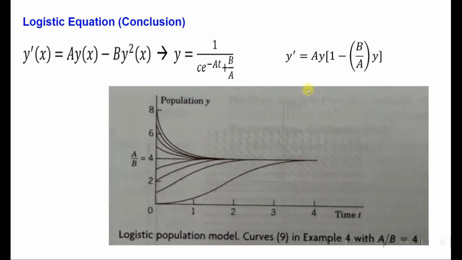Likewise, when population y starts from somewhere larger than a over b, the population will be an exponential decay function, and it will stay that way until it reaches the limit. And during the process, as the population y gets smaller, the momentum of the decay will also decrease.